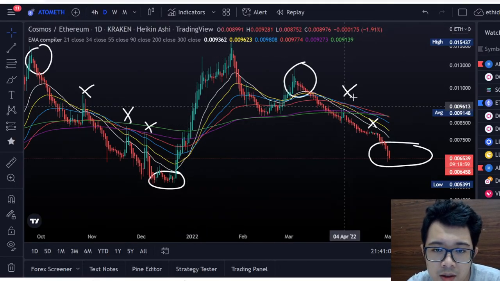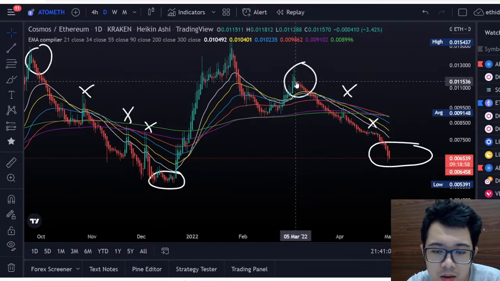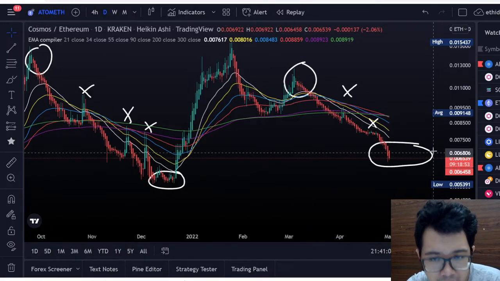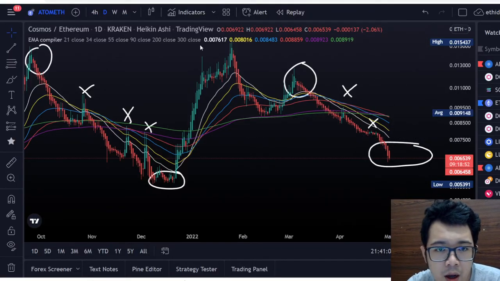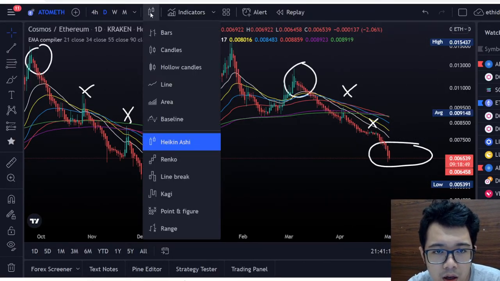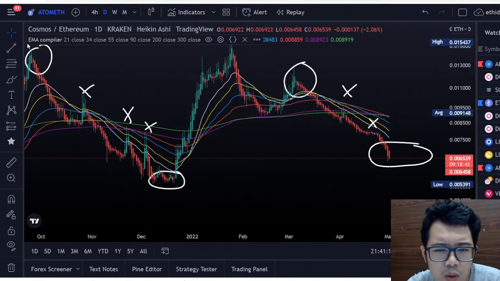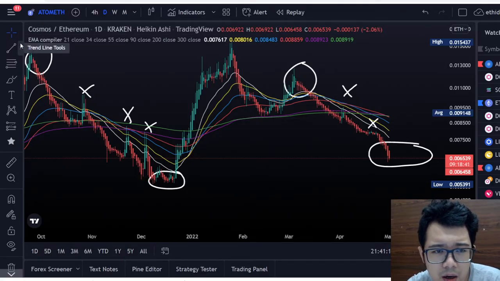The next thing I want to tell you is that since March until now, Cosmos is always bleeding against Ethereum. And I'm using the Heiken Ashi. So you can click in here and click the Heiken Ashi. The Heiken Ashi is a very good indicator to define the downtrend and the uptrend.